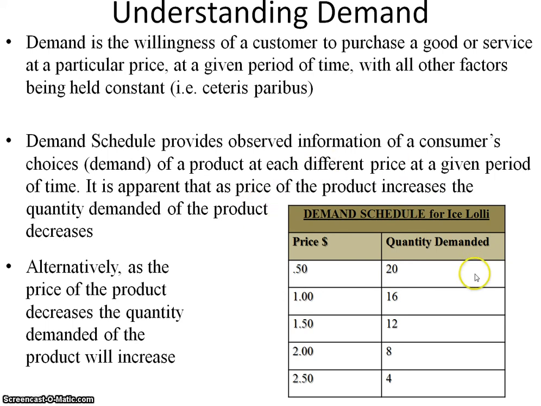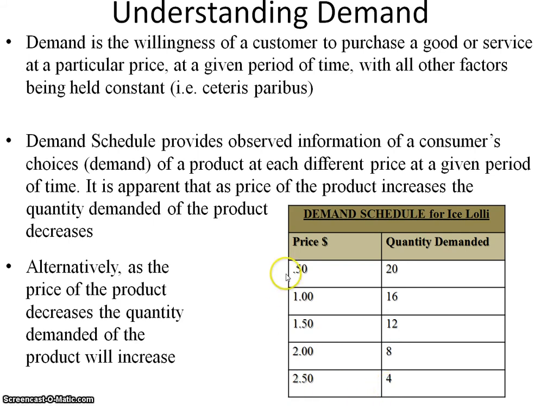We are observing how many units of that ice lolly that consumer is willing to purchase at a given price. So when the price is 50 cents, we realize that the consumer will be willing to purchase 20 units of that ice lolly. When it is $1, they will purchase 16; at $1.50, 12. And if we jump to $2.50, the highest price, the consumer will purchase 4 units.